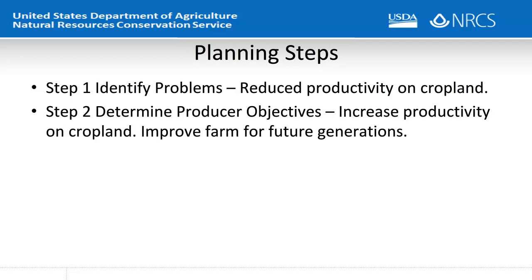In step 1, which is identify problems, he mentioned a problem: reduced productivity on cropland. You may also identify other problems when you conduct resource inventories. In step 2, which is determine producer objectives, he mentioned that he would like increased productivity on his cropland and wants to improve the farm for future generations.